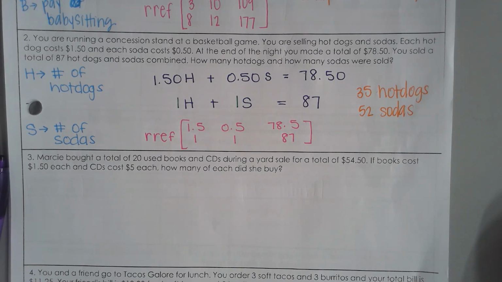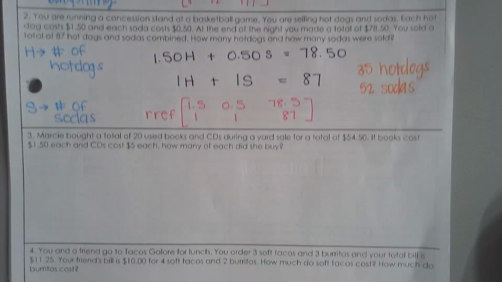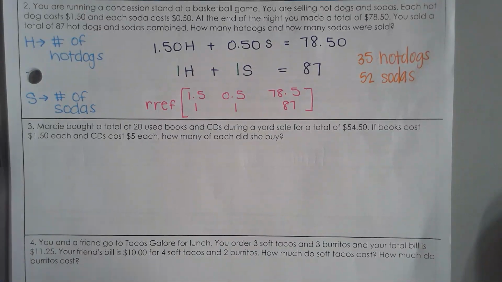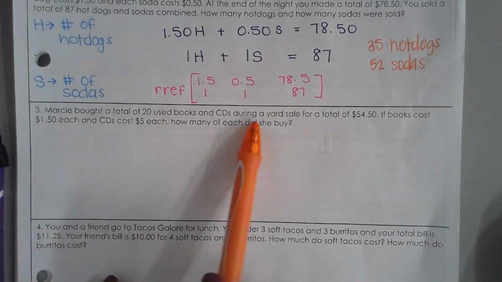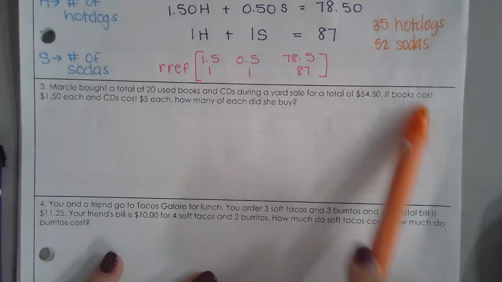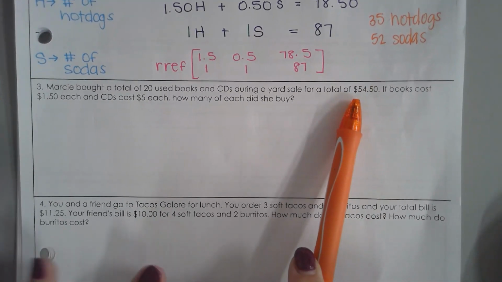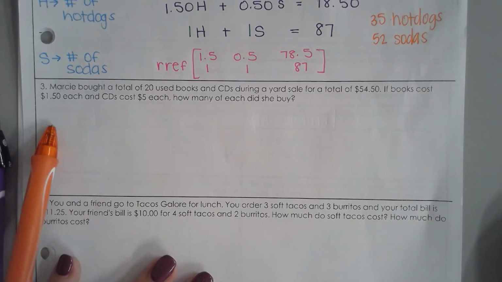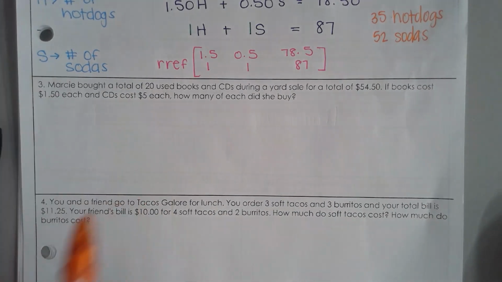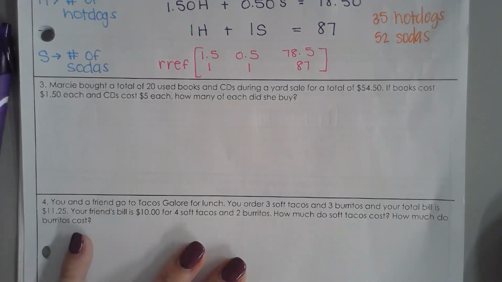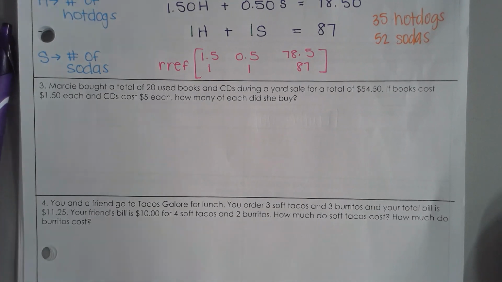All right, number 3. Marcy bought a total of 20 used books and CDs during a yard sale, and her total was $54.50. If books cost $1.50 each and CDs cost $5 each, how many of each did she buy? So here, this one is set up a lot like number 2. We have a total number of items sold, and then we have a total cost.